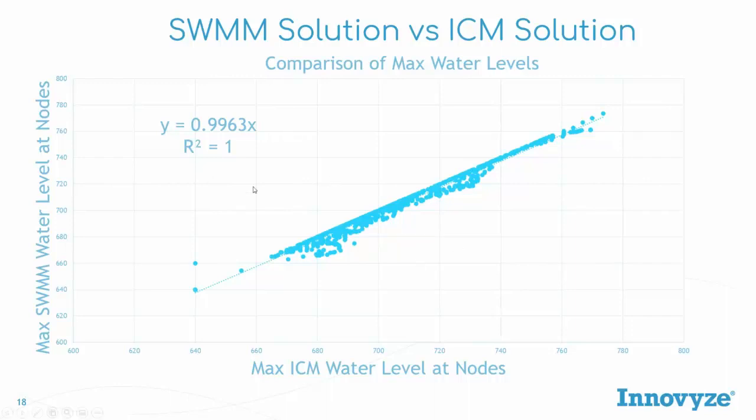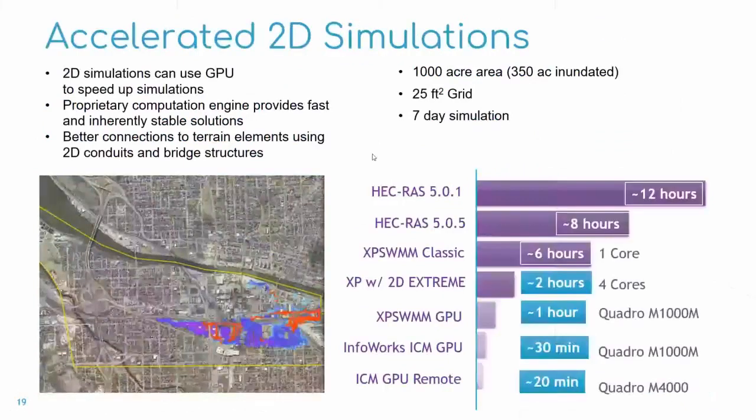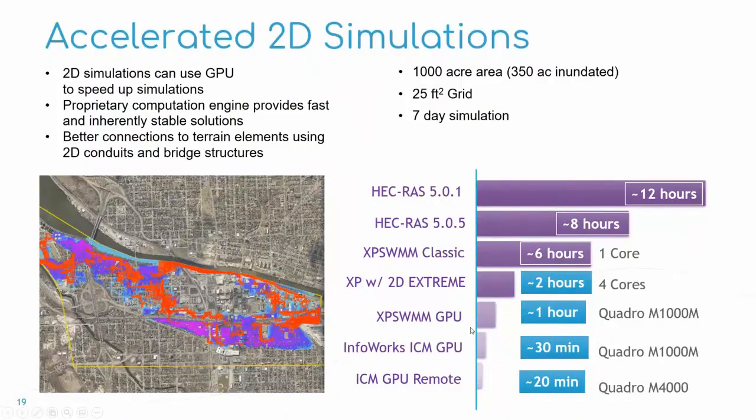So some of the other comparisons that we've done, with the 2D and how much the GPUs can really save you time. I'm not going to go through all this, but you can see the HEC-RAS runs taking significantly longer than some of these ICM runs down at the bottom. Being able to use the GPUs is certainly beneficial, and that's something that a lot of other modeling software out there aren't able to offer.